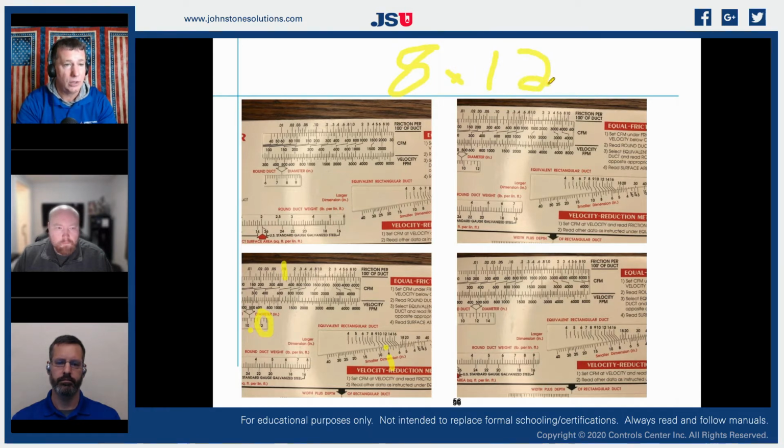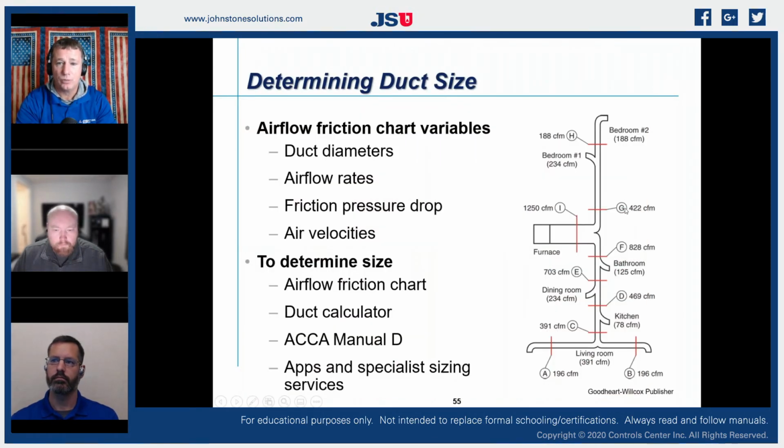the next larger duct. So 8x11 is what I actually needed. We don't carry 8x11, but we carry 8x12. So my first run off from my branch is going to be an 8x12. Let's back up now. So that gets us our first run at letter G. Letter G is going to end up being that 8x12.